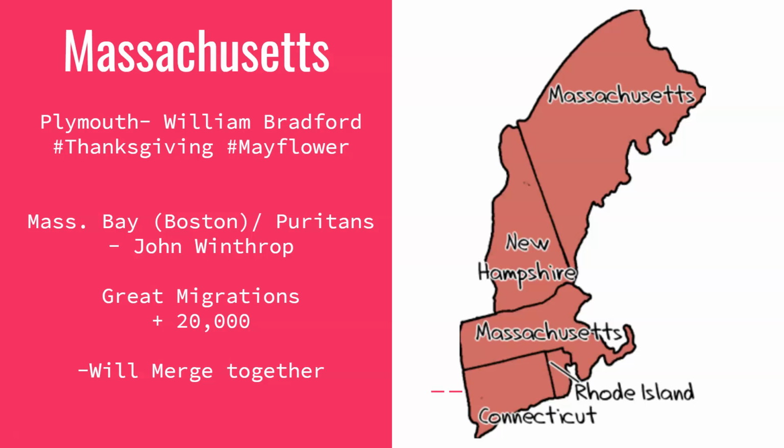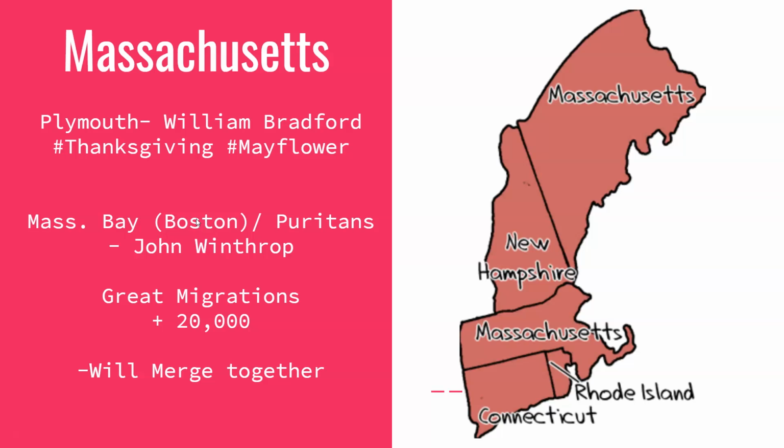Ten years later, 1630, we have a new crew headed to Massachusetts, and this is, of course, going to be our Puritans. Remember, Plymouth, these were our separatists. They wanted to separate completely from the Church of England. Puritans just wanted to reform or to purify the Church of England. And so John Winthrop is their man, and they don't land in Plymouth, but they land in Boston.